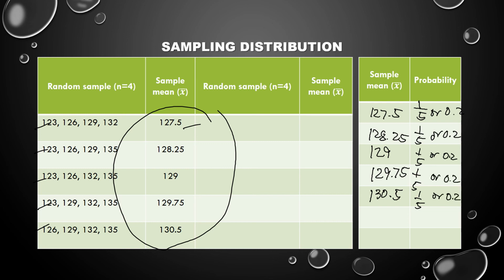Okay, so you can check if you've got the correct probabilities because they should sum up to 1. So we have 0.2 plus 0.2, that's 0.4, plus 0.2, that will be 0.6, plus 0.2, that will be 0.8, and 0.2, that will be 1.0. So we are now on the right track.